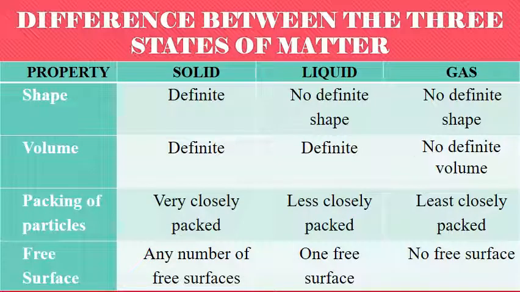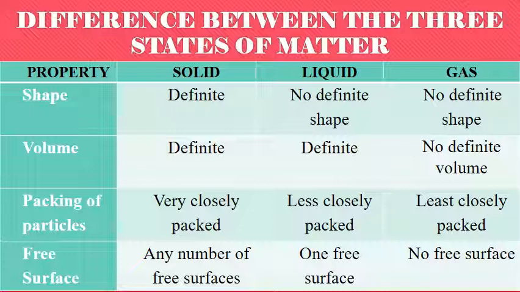Now we will do a comparative study of a solid, liquid and gas. The first property is the shape. A solid has a definite shape, a liquid has no definite shape, and a gas has no definite shape. So we already discussed, a pencil has a defined shape, but water does not have any definite shape. It takes the shape of the container. Even gas does not have a definite shape. It takes the shape of the container or where it is kept.